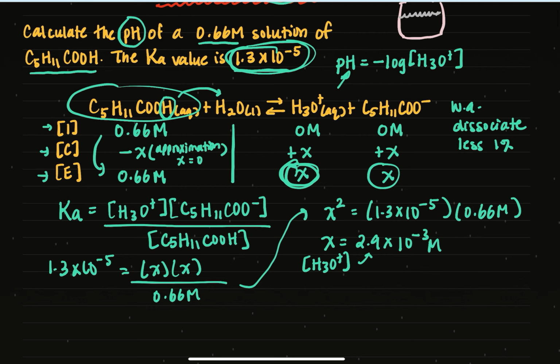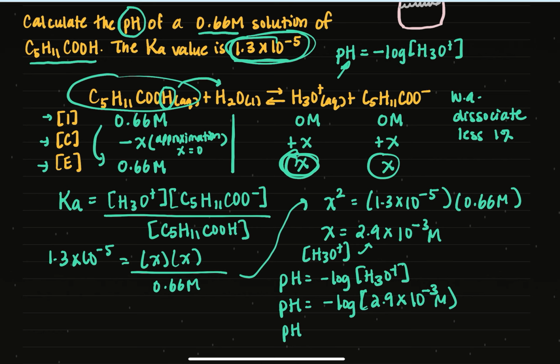Okay, so with that being said, now I can calculate the pH. So pH equals the negative log of hydronium's concentration. Because it's a weak acid, this is the concentration at equilibrium. So pH will equal negative log of 2.9 times 10 to the power of negative 3 moles per liter. And that will give me a pH value of 2.54. Okay, so that is the pH of a 0.66 moles per liter solution of this weak acid. The pH value will be 2.54, and that's how we solve a weak acid pH problem.